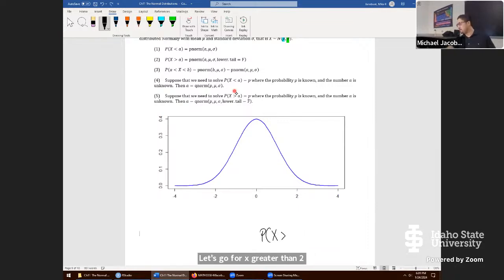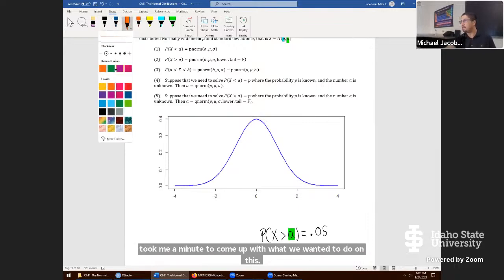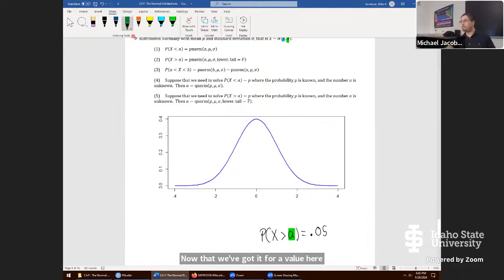Or rather, A equals 0.05, something like that. Sorry, it took me a minute to come up with what we want to do on this. Now that we've got it for our A value here, I would say for a 0.05 probability, maybe A is around, let's see, somewhere over here. Next thing we'll take is that probability. It represents this area shaded. And so that's the total area to the right of whatever A is.